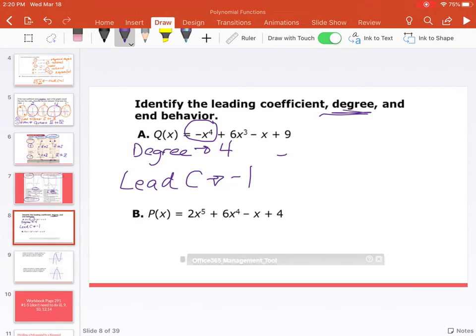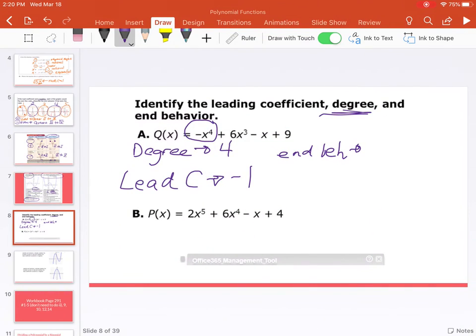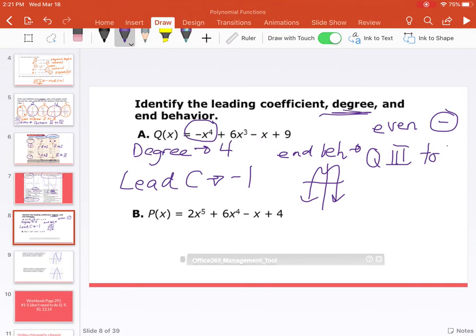And then my end behavior. We could graph this, but we don't need to if we look at our rules from the last couple of slides. So we know that this is an even polynomial function. We also know that it has a negative leading coefficient. So that means my graph is going to look something like this. I'm just going to draw a quick little picture. It's going to open down. So we know that end behavior is going to be from quadrant 3 to quadrant 4.